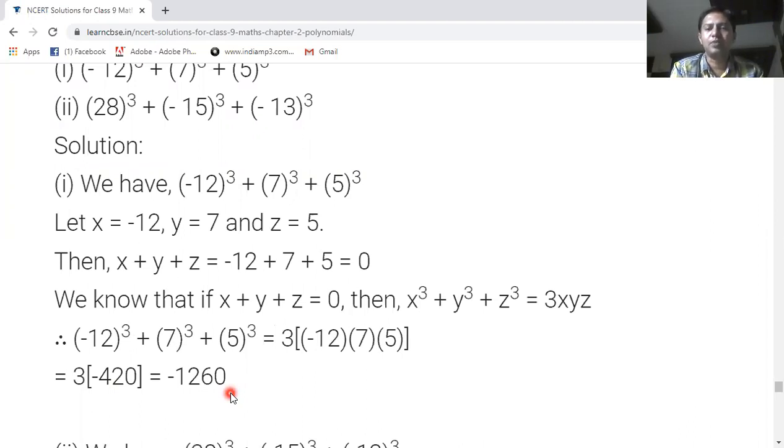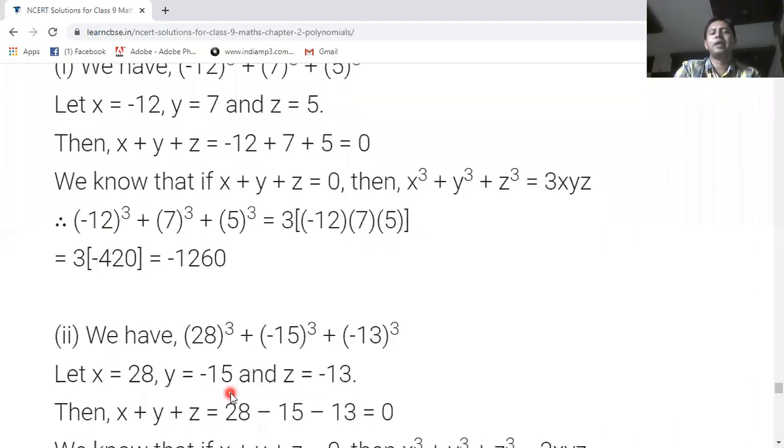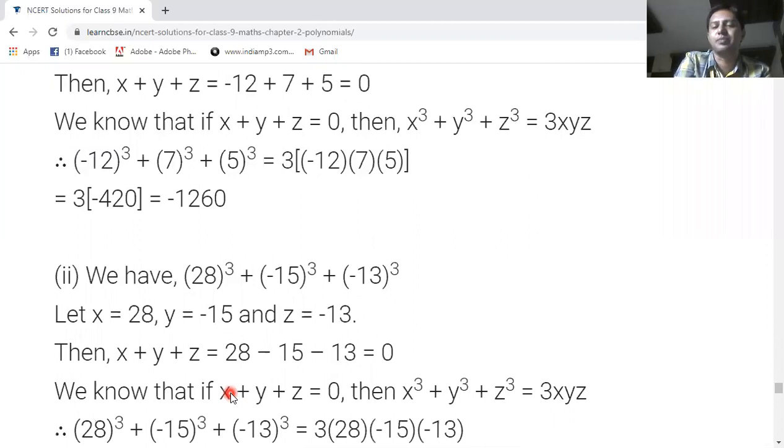Now, the second one is minus 28 cube minus 15 cube minus 13 cube. Here again, we have a cube plus b cube plus c cube, and the value of a plus b plus c or x plus y plus z is 28 minus 15 minus 13. Minus 15 minus 13 will give you 0. So the sum becomes 0. If x plus y plus z is 0, the value of x cube plus y cube plus z cube is equal to 3xyz. A couple of minutes ago, we discussed the same.